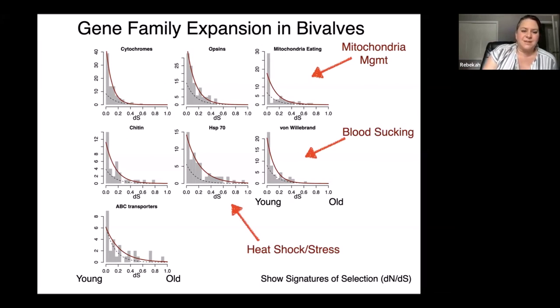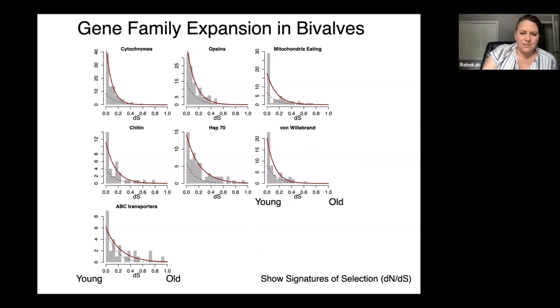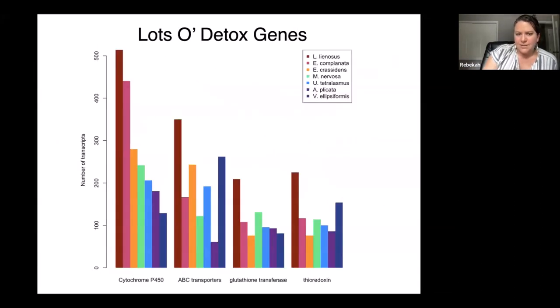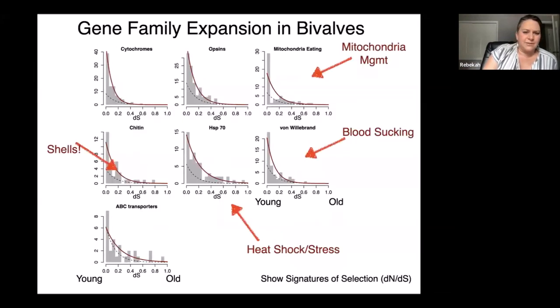The cytochromes, their interacting partners, the ABC transporters, and then chitin genes, which are part of shell formation in these bivalves. We also have opsins. At first I didn't know what to think about this, but I've done some work on some other genomes and they have opsins that are amplified too.